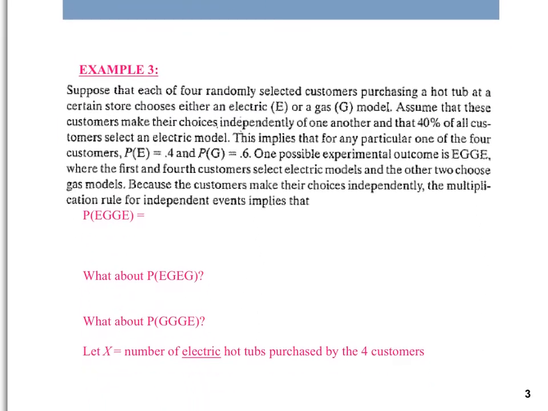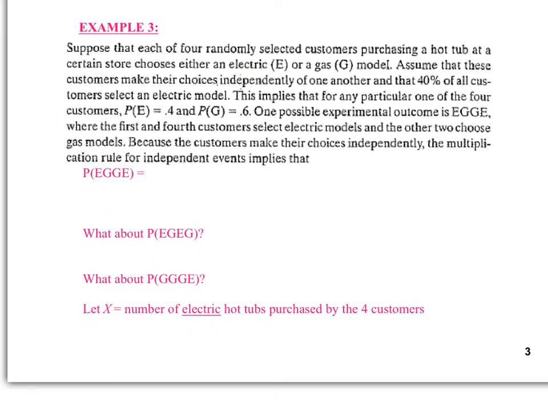Let's look at a second example of a discrete random variable. So suppose that each of 4 customers purchasing a hot tub at a store can choose either between an electric model or a gas model. And the customers make their choices independently of one another. So that means what one customer decides is not going to impact or affect what the next customer decides. And that 40% of the customers tend to buy electric and 60% tend to buy gas.